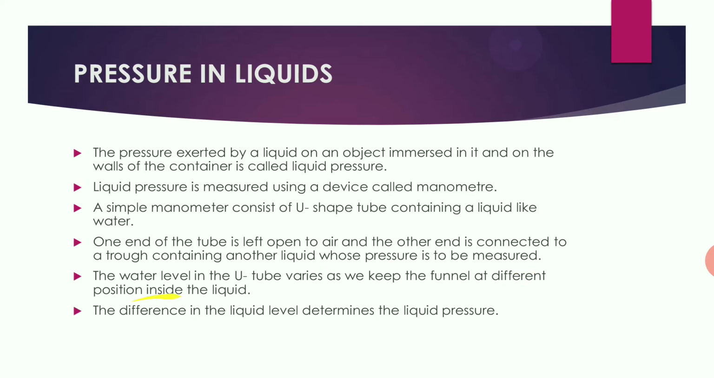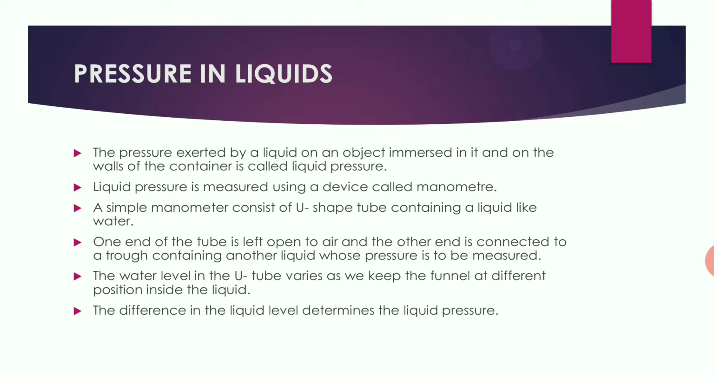Now, the water level of the tube varies when we keep the funnel at different positions inside the fluid. The difference in the liquid level determines the liquid pressure. So, the pressure exerted by the liquid is called liquid pressure. We can measure the liquid pressure by using a simple device called a manometer. A manometer is nothing but a U-shaped tube which contains water.